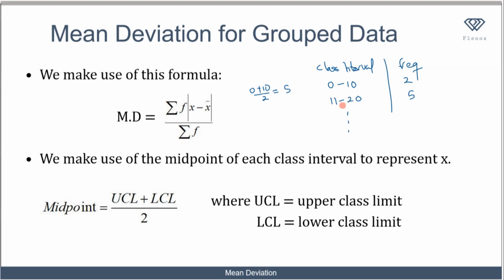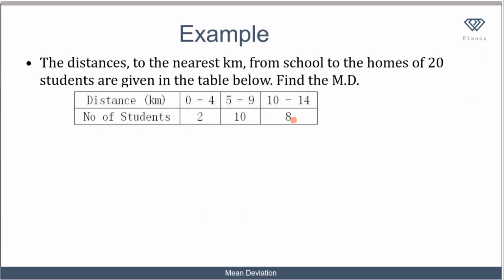For this one, it becomes 10 plus 20 over 2, and that gives me 30 over 2, which is equal to 15, and so on and so forth. So you add the lower class limit and the upper class limit together, and you divide by 2 to get the midpoint. So let's see a practical example to illustrate this point.